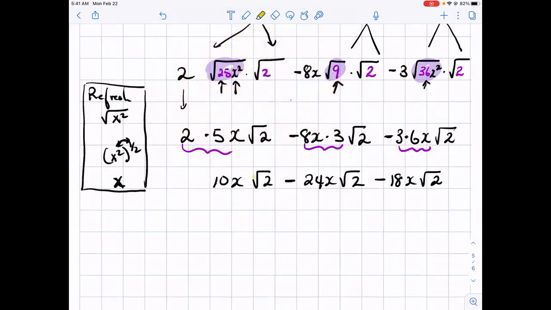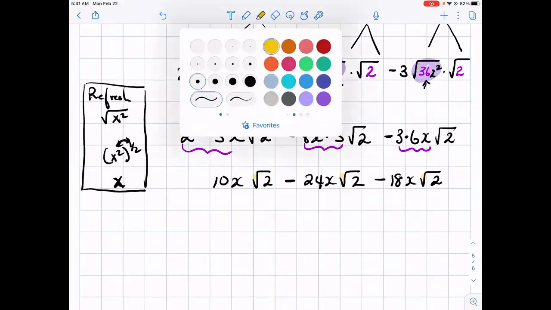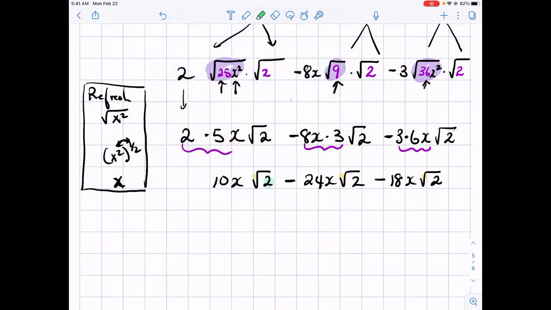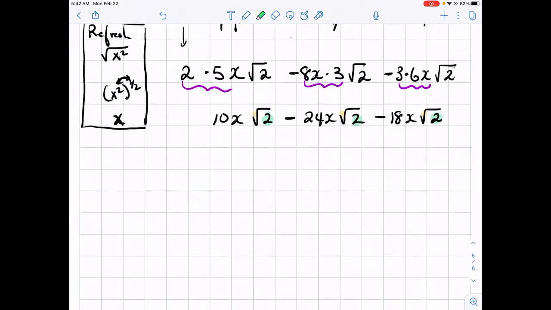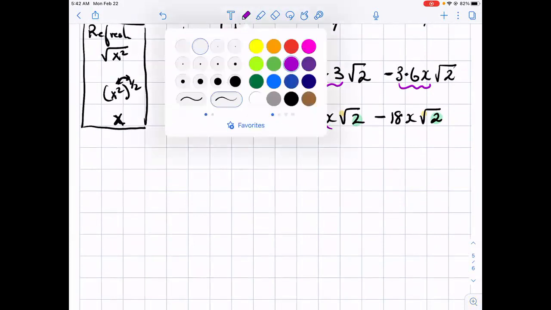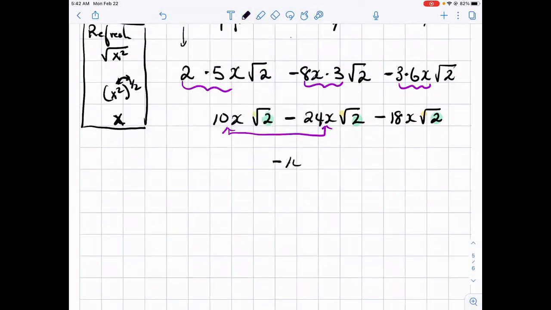My index are all the same, didn't change, okay? And my radicands are now all the same. So now I can just combine my term on the outside. So we have 10x minus 24x, that becomes minus 14x root 2. And I bring down my minus 18x root 2.